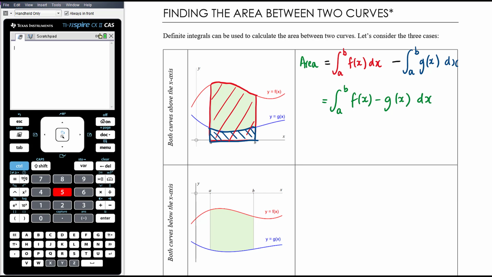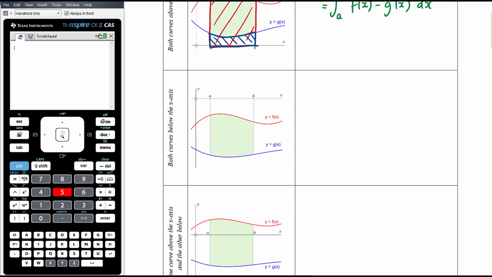This is one place where you'll calculate more integrals than you need to. You wouldn't do this, okay? You recognize that that's the same as this, and you evaluate one integral. Alright, so if they're both above the x-axis, it'll be the integral from a to b of f of x minus g of x. Alright, let's have a look at the second one.